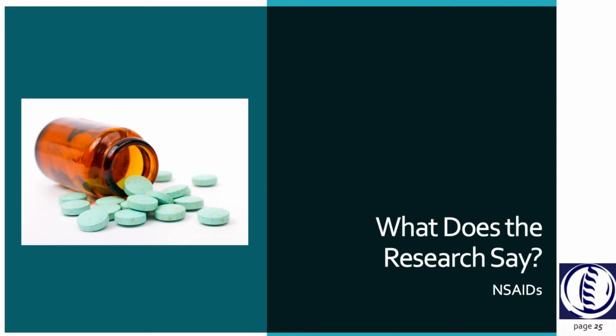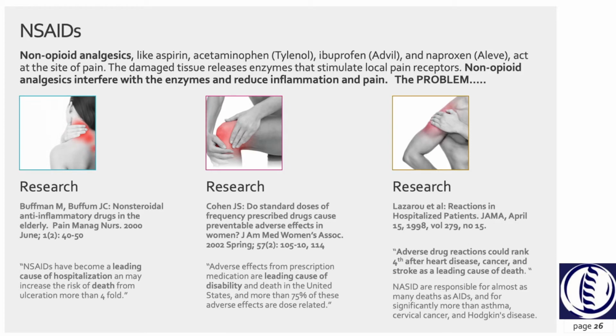So what does the research say about NSAIDs? Non-opiate analgesics like aspirin or Tylenol or Advil are considered NSAIDs. Basically, damaged tissue releases enzymes that stimulate local pain receptors. These NSAIDs can interfere with those enzymes and reduce inflammation and pain. The problem is research has shown NSAIDs have become a leading cause of hospitalization, a leading cause of disability, and have severe adverse effects, which have ranked fourth in leading causes of death after heart disease, cancer, and stroke.